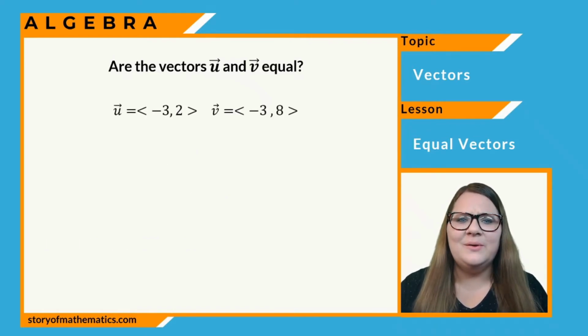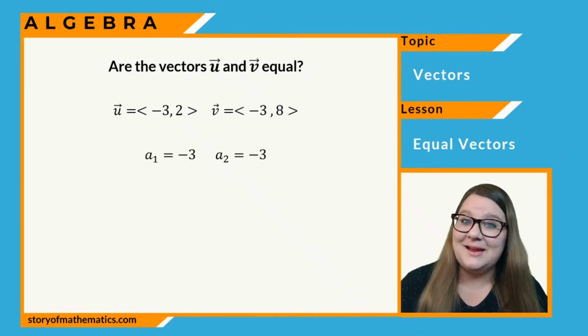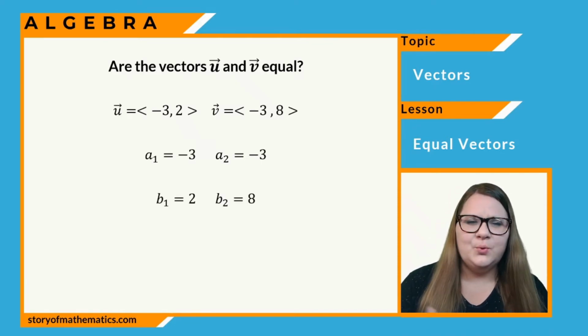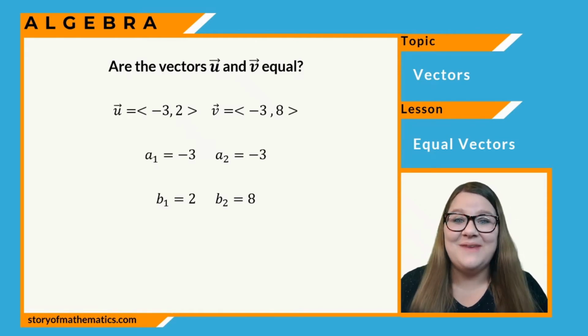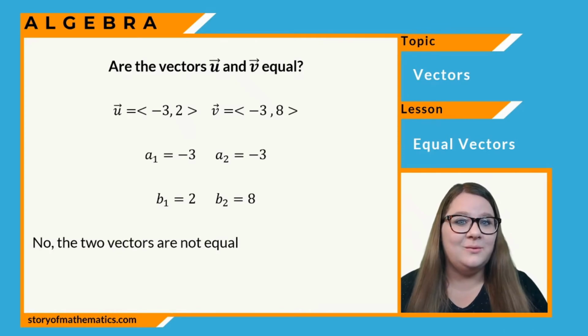What if I gave you u is <-3, 2> and v is <-3, 8>? Well, a1 is negative 3 and a2 is negative 3. Those match. Yay. b1 is 2, b2 is 8. Ooh, not so great. They don't match in every component, so the vectors are not equal.